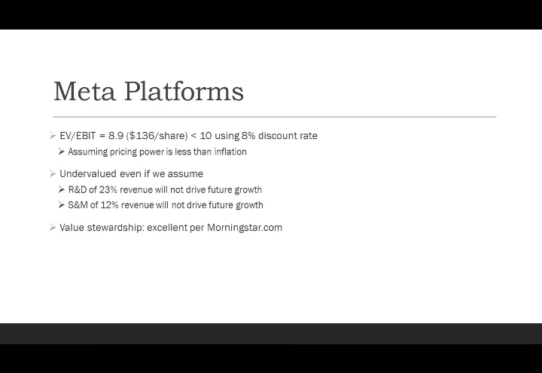The first one is Meta Platforms, aka Facebook. Currently, its EV over EBIT is about 8.9. That's less than the threshold of 10 if I use an 8% discount rate. And this assumes the pricing power is less than inflation and its future free cash flow will stay constant.